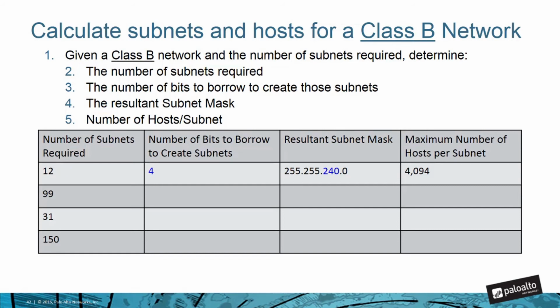Now we're going to take a look at calculating subnets and hosts for a Class B network. Again, we have the same steps. You can see in the left column it says required number of subnets is 12. In order to get 12 subnets, we're going to have to borrow 4 bits. Borrowing 4 bits will actually give us 16 networks.